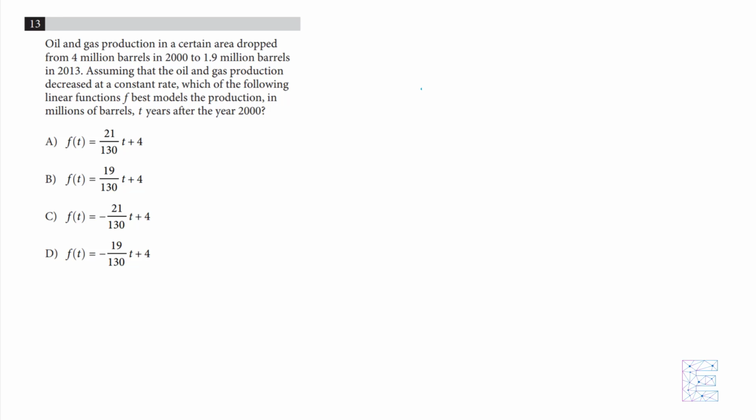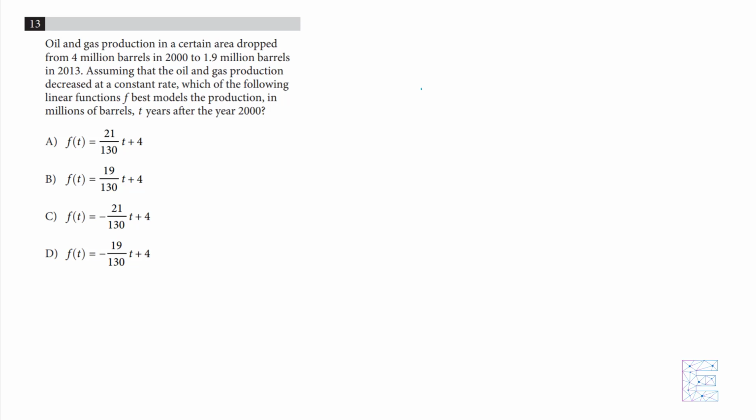Oil and gas production in a certain area dropped from 4 million barrels in 2000 to 1.9 million barrels in 2013. Assuming that the oil and gas production decreased at a constant rate, which of the following linear functions f best models the production in millions of barrels, t years after the year 2000?